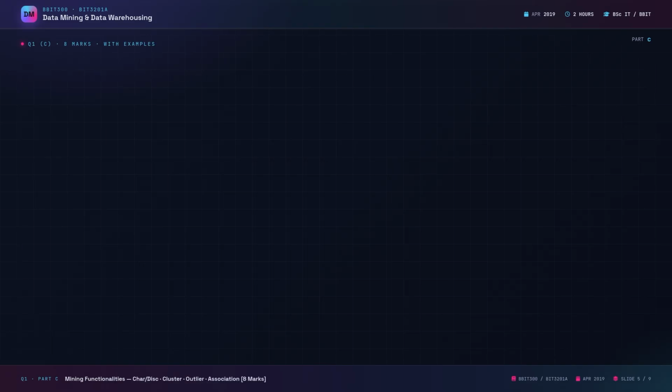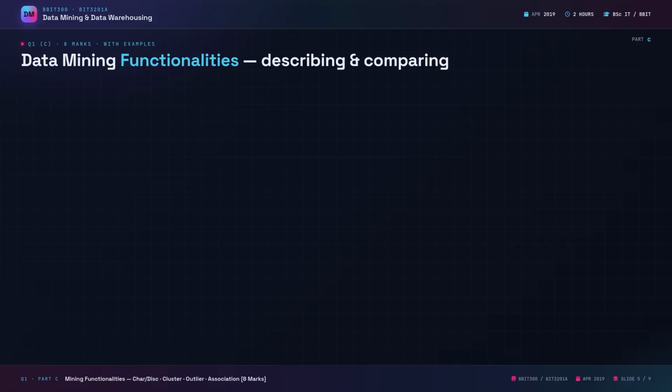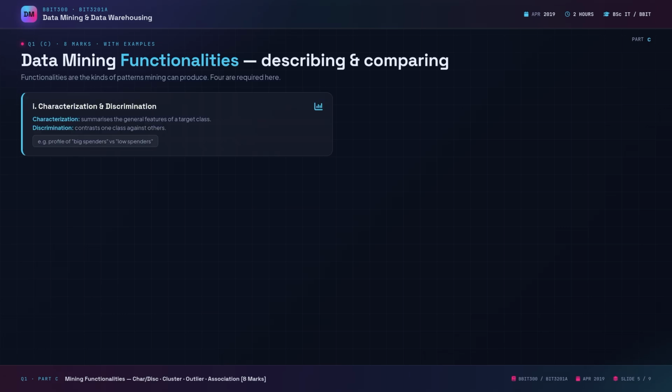Part C is worth 8 marks and asks you to describe 4 data mining functionalities using examples. First, characterization and discrimination. Characterization summarizes the general features of a target class, while discrimination contrasts one class against others, for example, profiling big spenders versus low spenders.